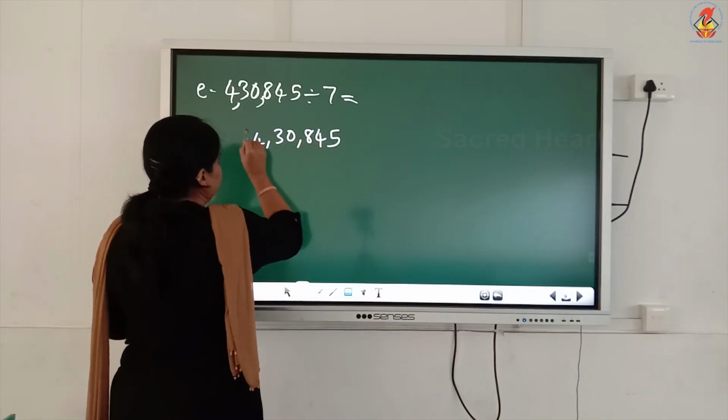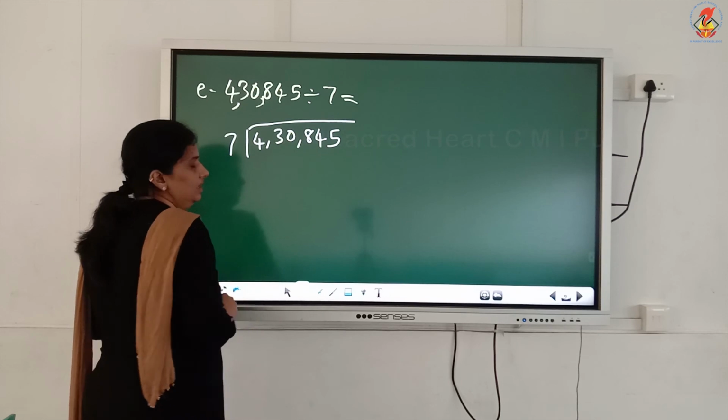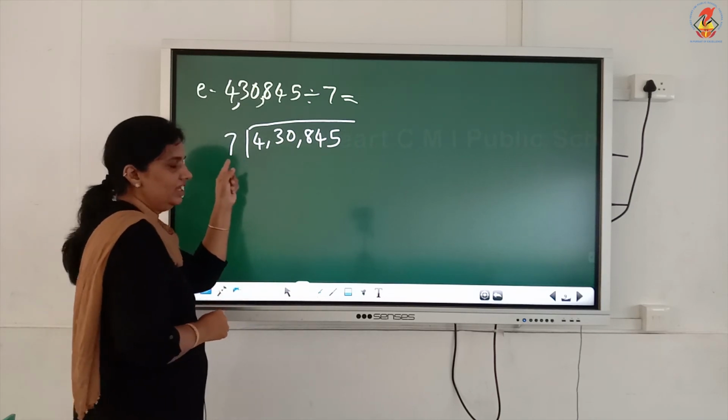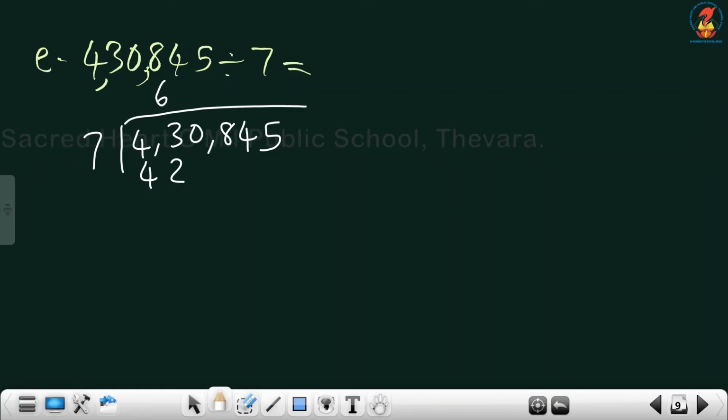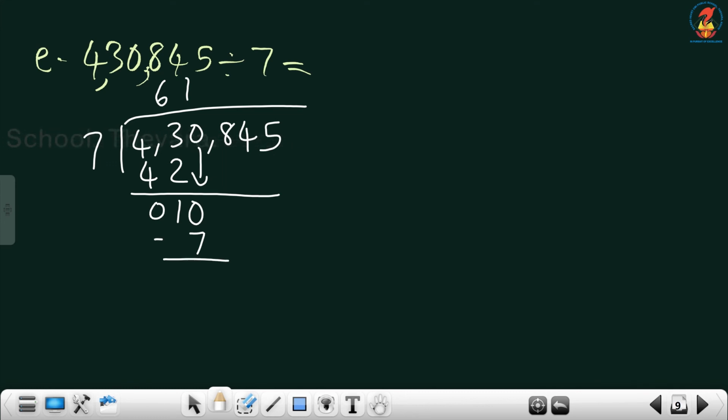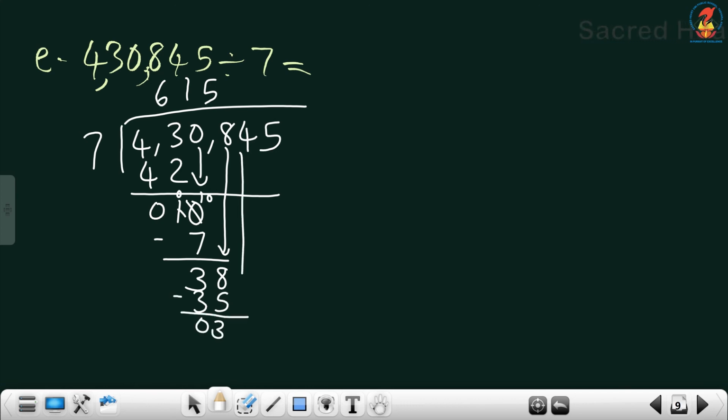Then the next one. 430,845 divided by 7. 4 is less than 7, right? So we need to consider 2 digits together. That is 43. 7 6s are 42. And the remainder is 1. And the next digit down, that is 10. 7 ones are 7. And the remainder is 3. And the next digit down, 8. 7 fives are 35. Remainder 3. Then 4. Then 7 fours are 28.